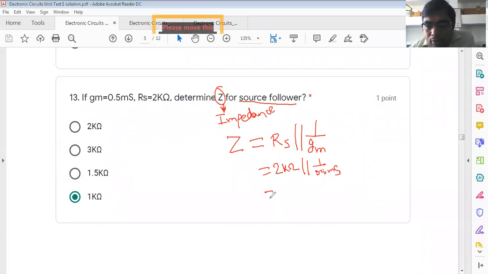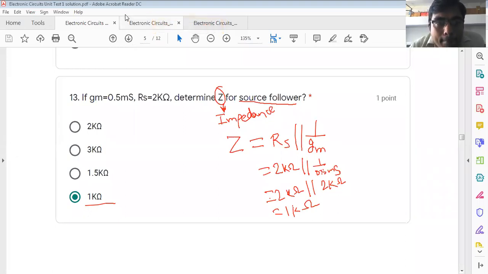It is 2 kilo ohm in parallel with 0.5, what does that mean? It would be 2 again, 2 kilo ohm. So obviously 2 kilo ohm in parallel, so the answer would be 1 kilo ohm. This is the correct option or answer of question number 30. Is it okay?